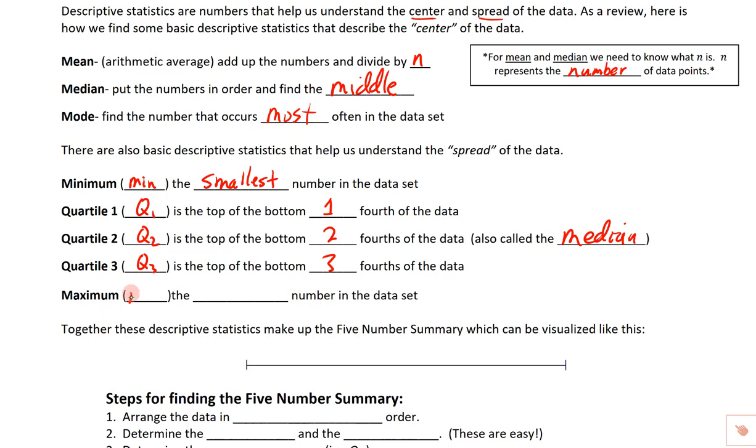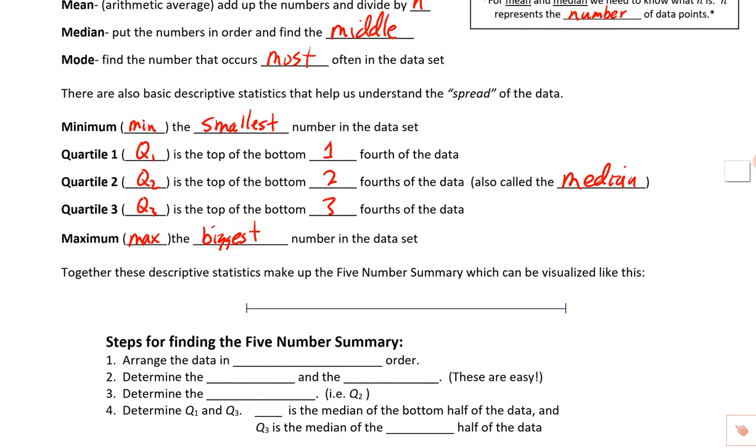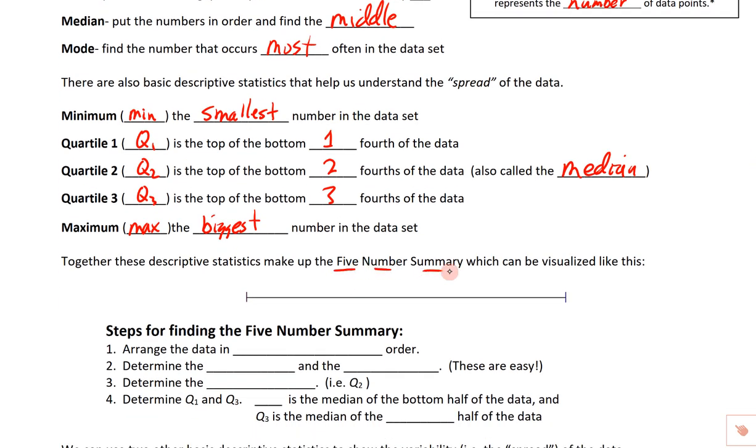And of course, the maximum, we're going to abbreviate that as max. It is the biggest number in the data set. Now, these descriptive statistics are called the 5-number summary. For obvious reasons, we've got these 5 numbers here, and we can actually visualize these pretty easily.